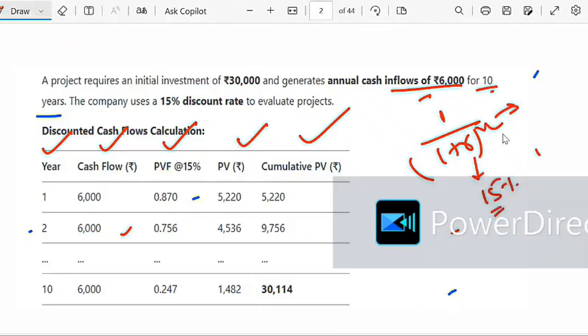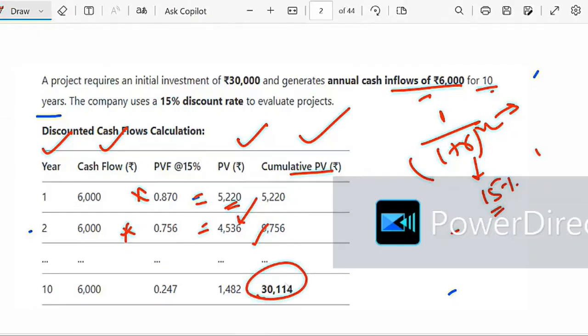And what is n? N varies. N is the number of years. So for n equal to 1, just put the value and get the result. You will get 0.870. For n equal to 2, you will get 0.756. So this will give you the present value factor, PVF. Now you multiply the cash flow with PVF to get the PV. And I think you know how to find the cumulative PV. Very easy. You just add them, and finally you get the cumulative PV. Is it clear? Please tell me.